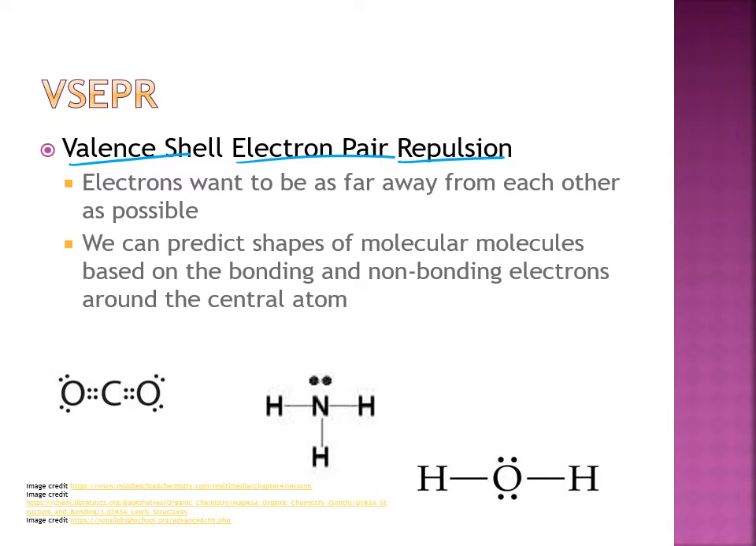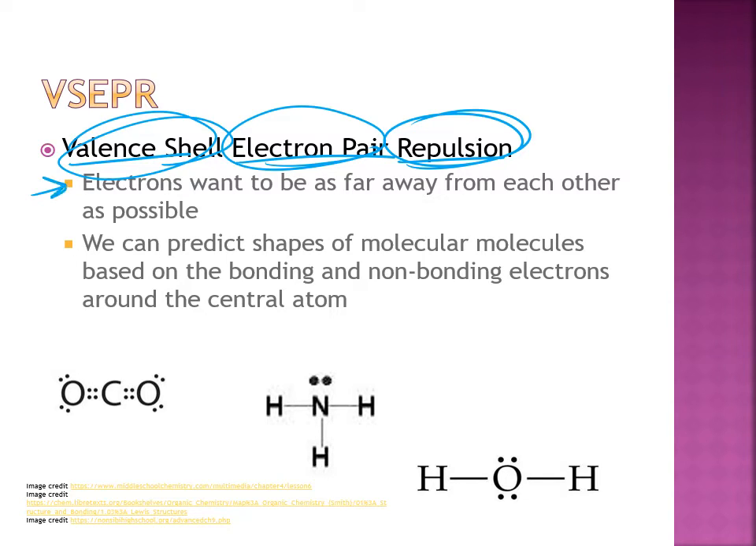So VSEPR stands for valence shell electron pair repulsion. This makes a lot of sense. So valence shell, we're talking about those valence energy levels. Electron pair, we know that in covalently bonded molecules, we have pairs of electrons being shared. Because all those electrons are negatively charged, they repel each other. Basically, electrons want to be as far away from each other as possible. And we can use that information to predict the shapes of molecules based on the bonding and non-bonding electrons around the central atom.